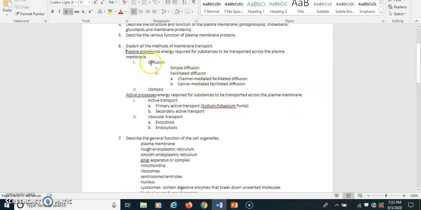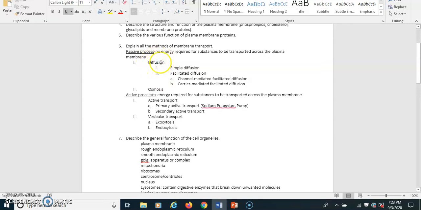So we're going to start with the passive processes. These are the ones where there's no energy that needs to be put into this movement of a substance across the plasma membrane. So no energy is required. So they call them passive processes. And then we will talk a little bit later in another video about the ones that do require energy. But we're going to start with the ones that don't. And so generally, this is how I've organized this.